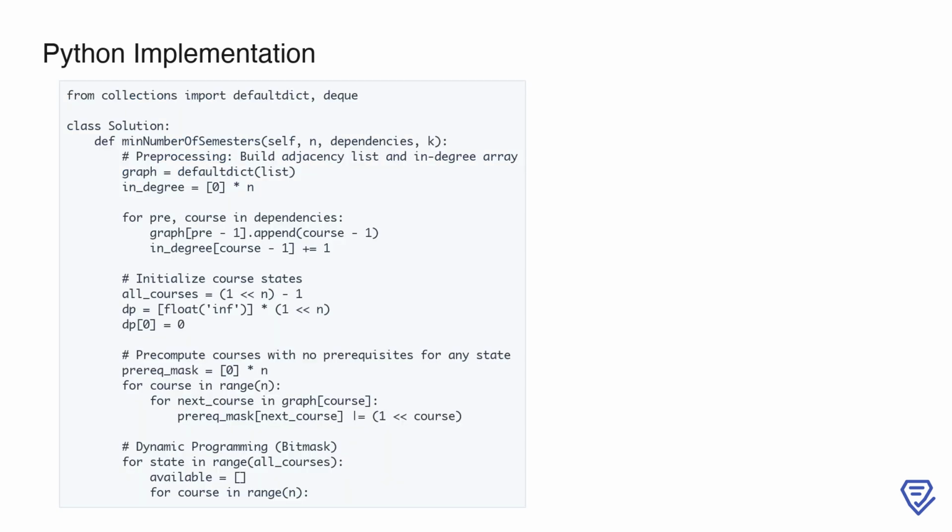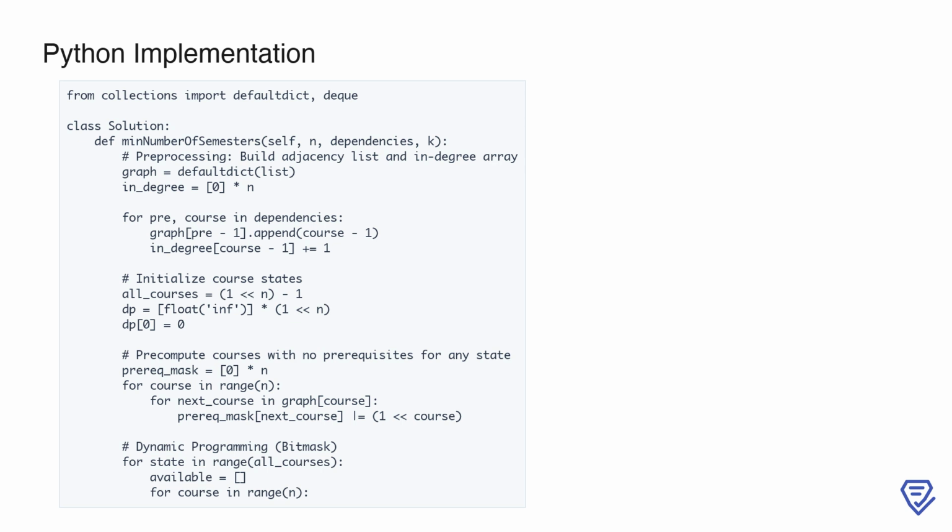To solve the problem, we start by importing the necessary modules. The defaultdict from the collections module helps us build the adjacency list representation of the dependency graph, and deque will be useful for potential queue-based operations. Within the Solution class, the minNumberOfSemesters function begins by pre-processing the input. Here, we construct a graph to represent the course dependencies and calculate the in-degree of each course, which tells us how many prerequisites each course has. Dependencies are adjusted to zero-based indexing for easier manipulation.